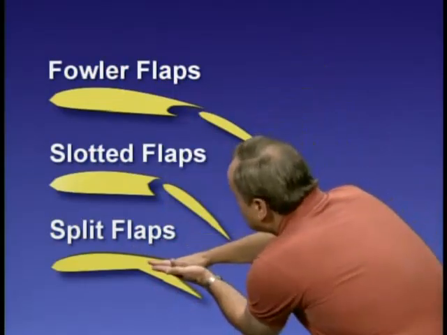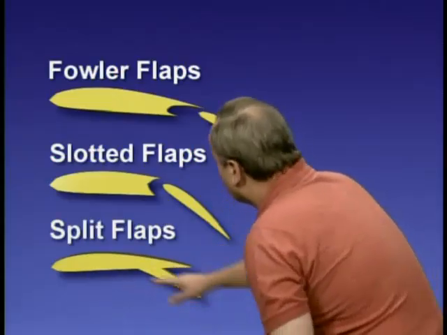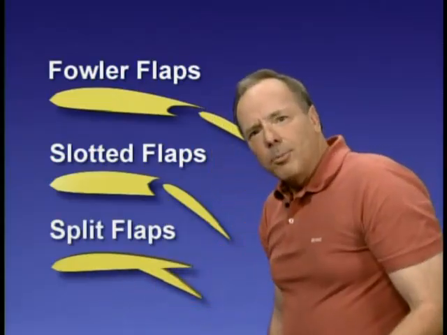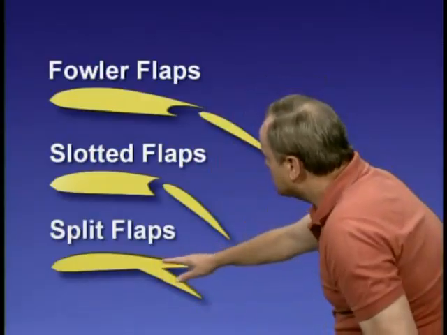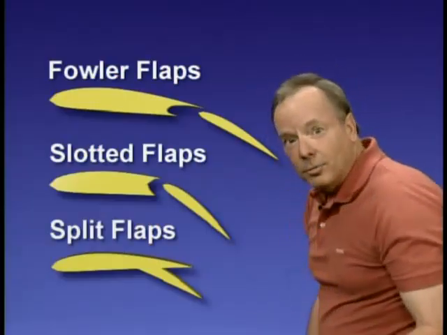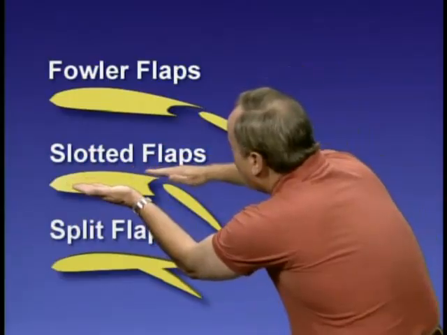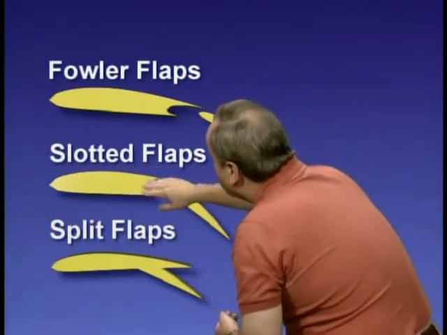Split flaps just simply split away from the wing at the bottom and change the curvature of the wing and increase the lift. Now, anytime you increase the lift on a wing, you also increase the drag, because lift and drag just go together. You can't get lift without drag. Another kind of flap is the slotted flap. As the flap goes down, it creates a slot, and that delays the stall.